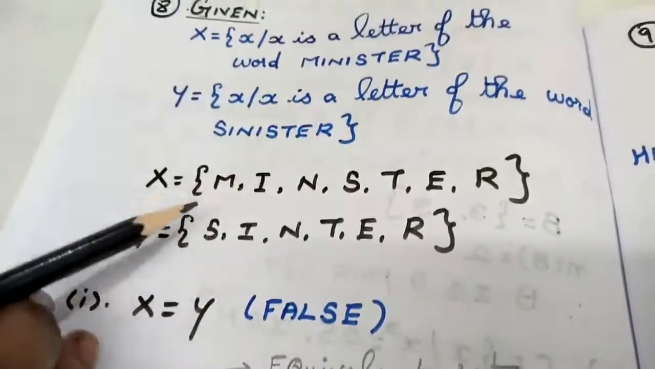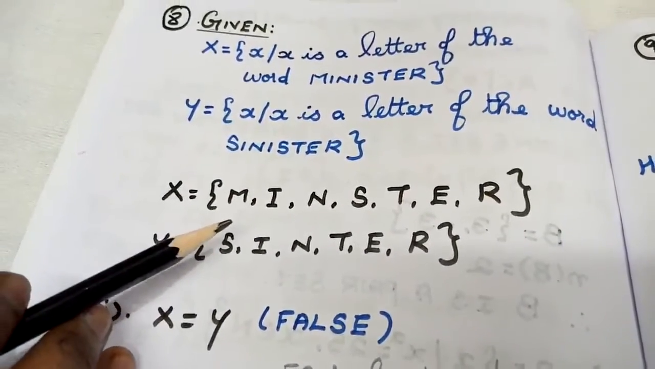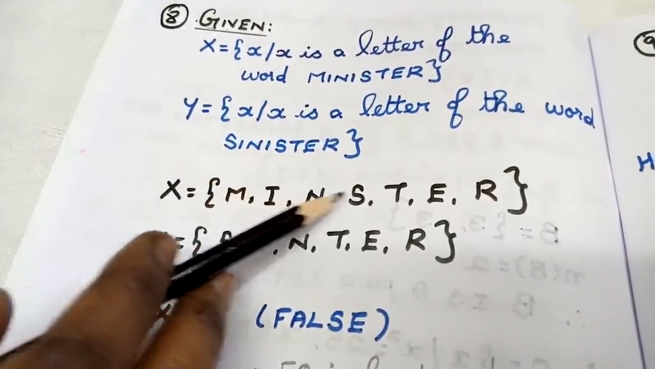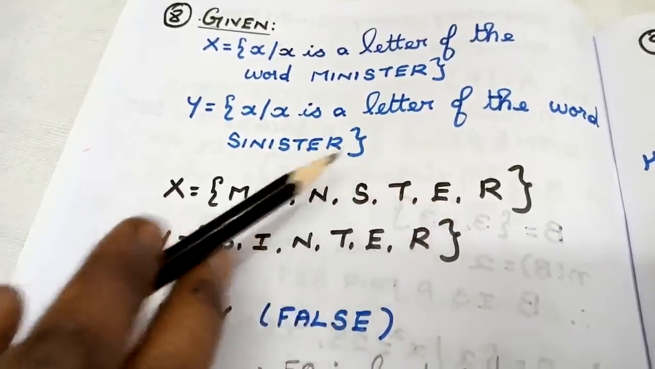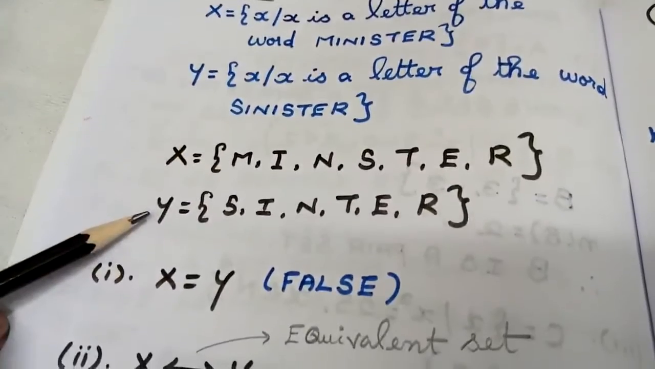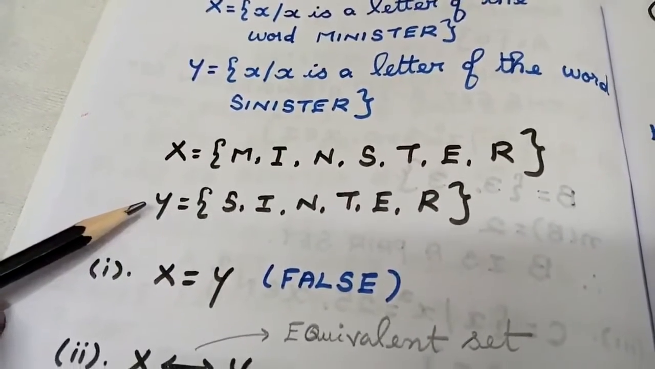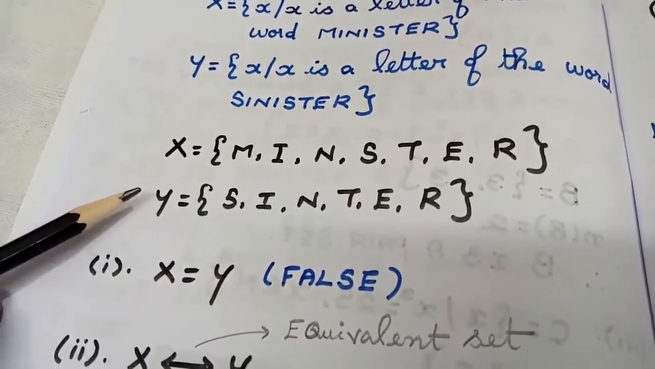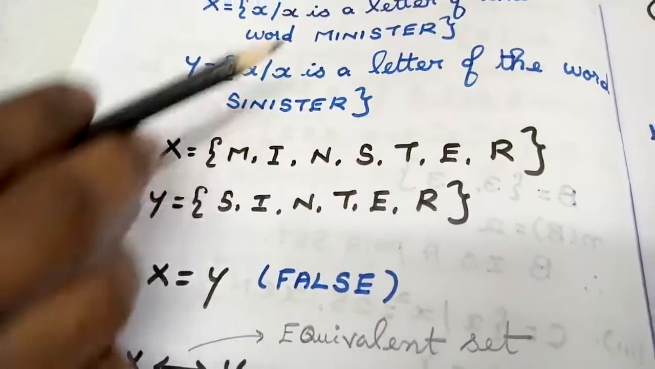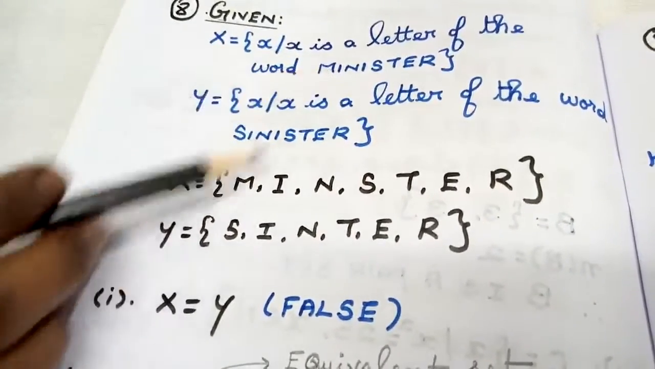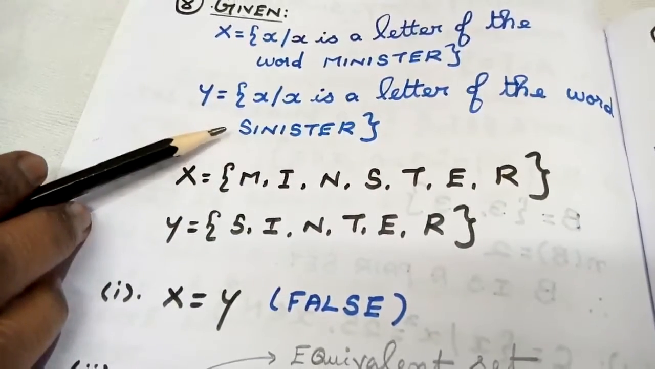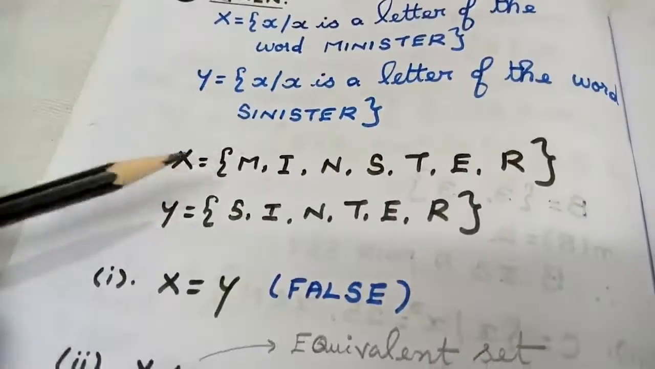So minister, from that I am going to write only the letters. Even if a letter is repeated, I have to write it only once. M-I-N-S-T-E-R. In that, I is repeated 2 times, but I will be writing only 1 time. Similarly, for Y also I am going to write like this, students. While writing in the form of letters, I should write all the letters without repeating. Here I is repeated, but I am writing I only 1 time. Similarly, here also I is repeated 2 times, and S is repeated 2 times. I will be writing only 1 time.